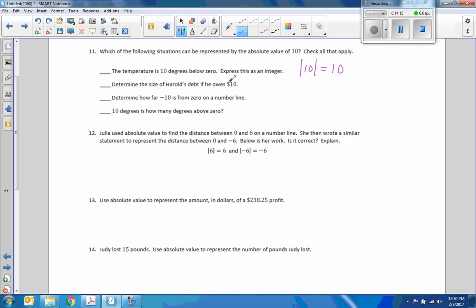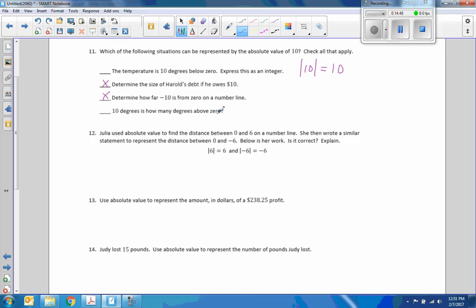Determine the size of Harold's debt if he owes $10. Okay, that I can do, because if he owes $10, determining the size of his debt is the magnitude, which is absolute value, so yes, I can do it. Determine how far negative 10 is from 0 on a number line. So the absolute value of 10 can be represented here. That's the distance from 0, and it is equal to 10 as well, so I can use that.